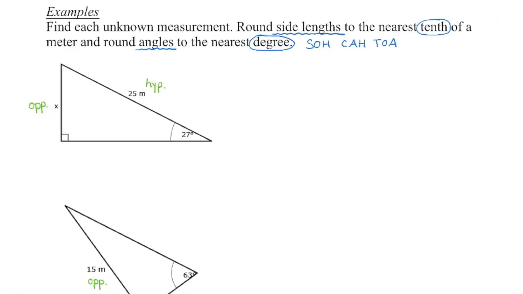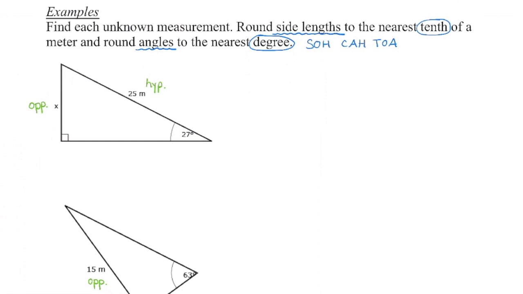Take a look at a couple examples here. Each of these contain a right angle and a reference angle. Now, obviously, we know the sum of the angles in a triangle is 180 degrees, so we are able to calculate this angle as well. But as much as possible, you want to go with the original information given.